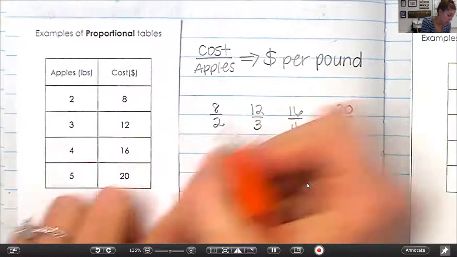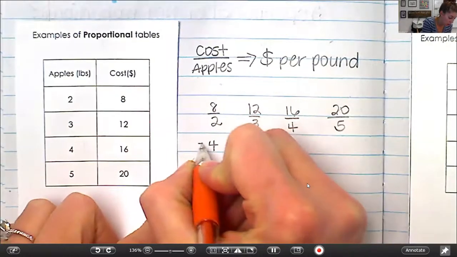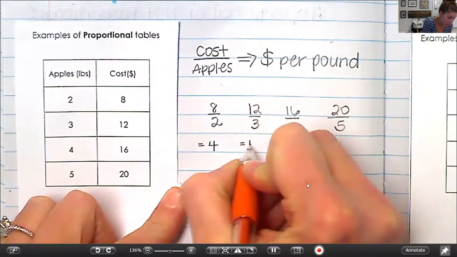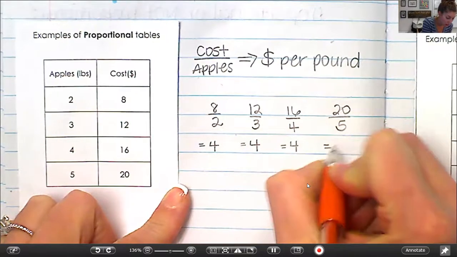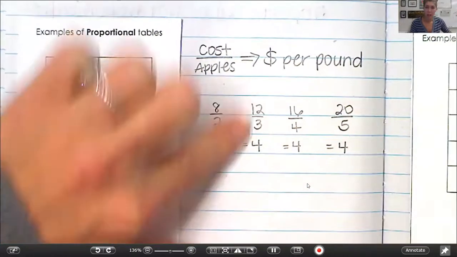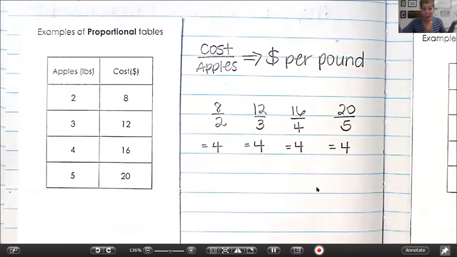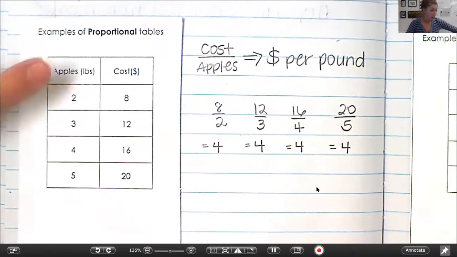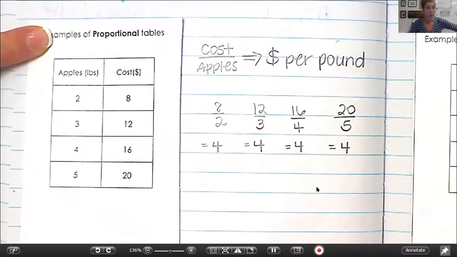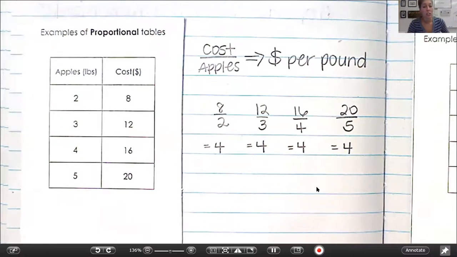So 8 by 2 is 4. 12 divided by 3 is 4. 16 divided by 4. And 20 divided by 5. Did I say 25? Anyways, they're all 4. All have a unit rate of $4 per pound, confirming that it is proportional, right? We already knew that from the start. It's just how can we support that, okay?